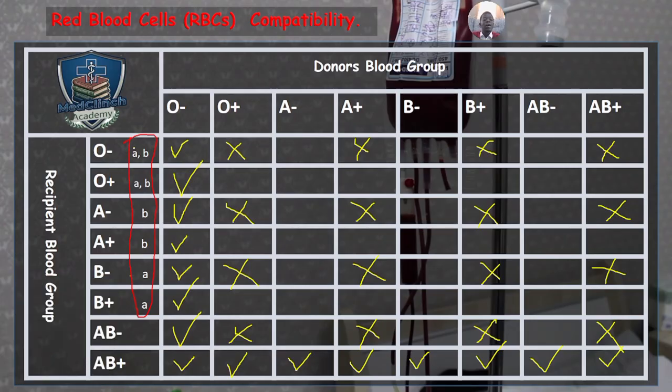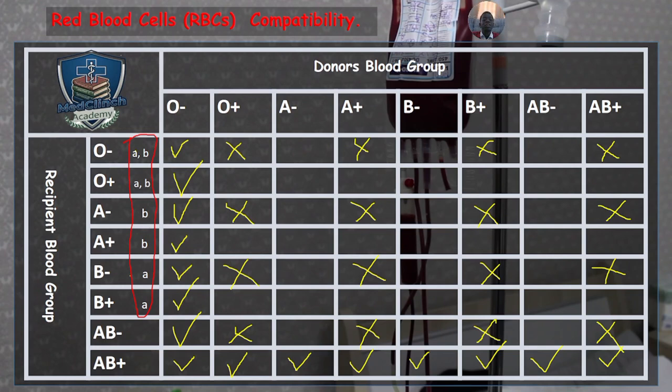So if the recipient has antibody A, an antibody against A antigen, there will be a reaction, and that blood should not be administered. For instance, blood group O negative has both antibody A and antibody B. Antibody A means it's an antibody against the A antigen. Antibody B means it's an antibody against the B antigen. So if this recipient has antibody A, then if there's an A antigen anywhere, there will be a reaction.